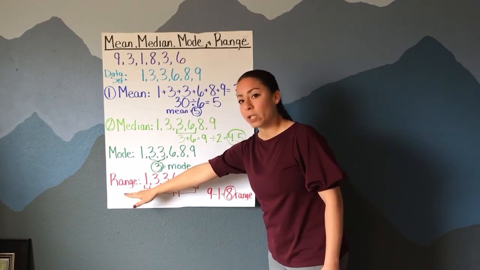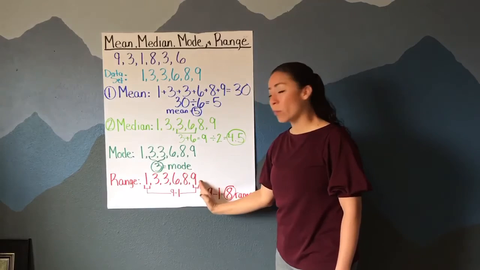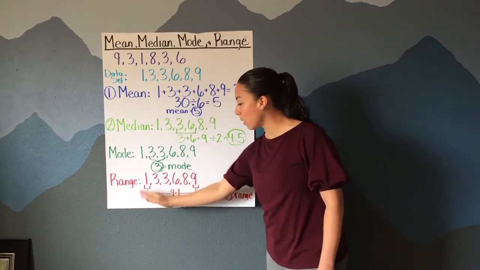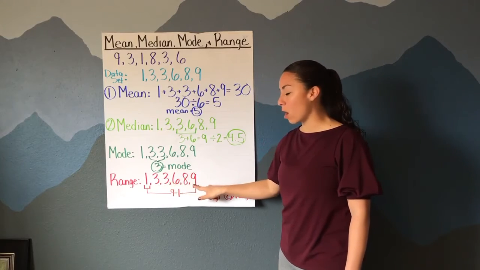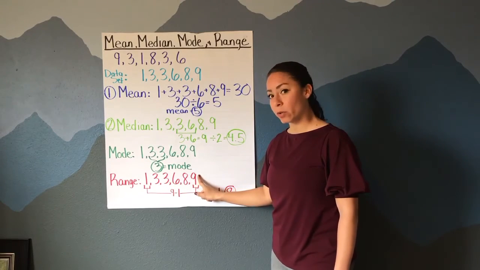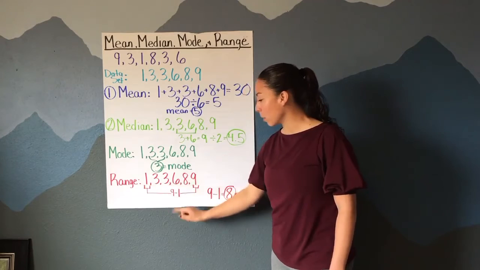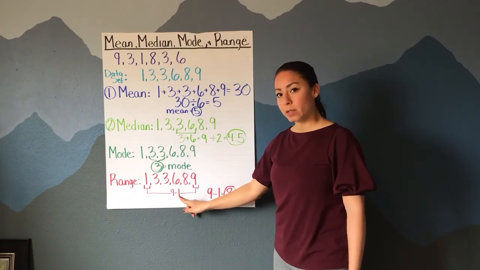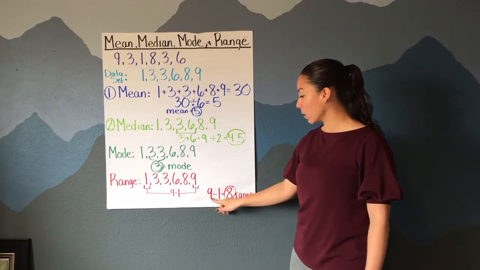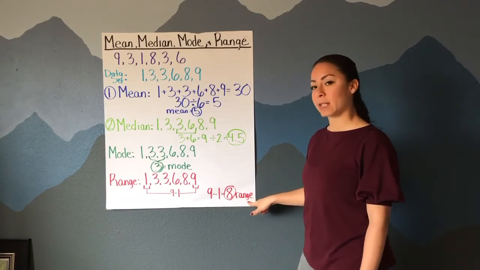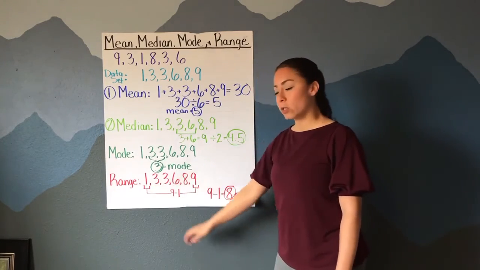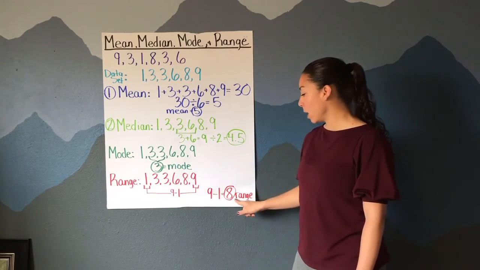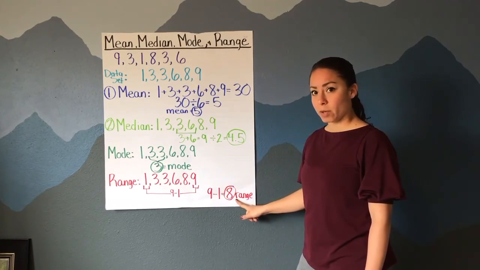After that, we have range. Range just means that you take the greatest number and you take the least number and you subtract them. In this case, since my numbers are all in order, I can take the greatest number, 9, and the least number, 1, 9 minus 1, and you subtract them as I put there. So 9 minus 1 equals 8, and that's going to be your range. Just remember, your range is your greatest, your least, you just subtract them from each other, and that is going to be your range. Okay?